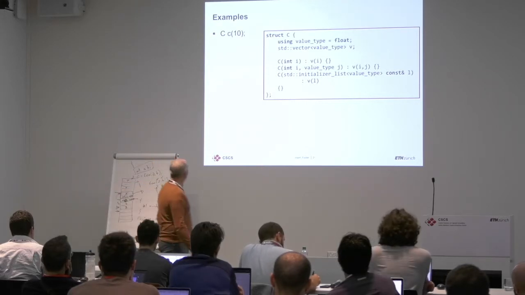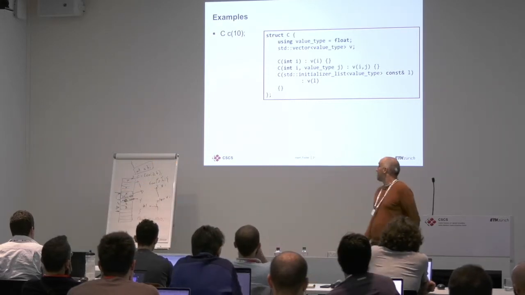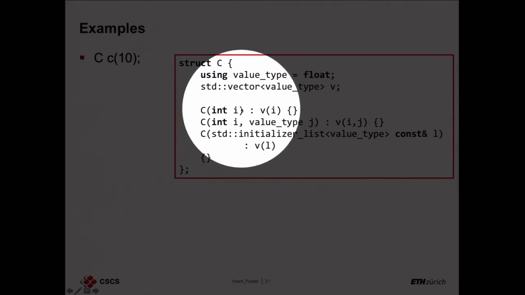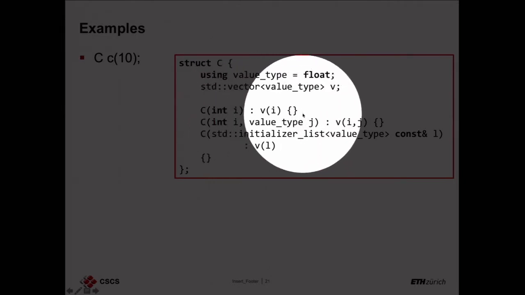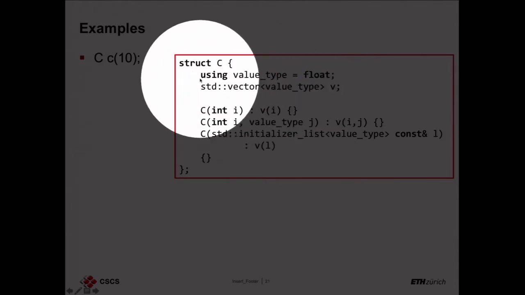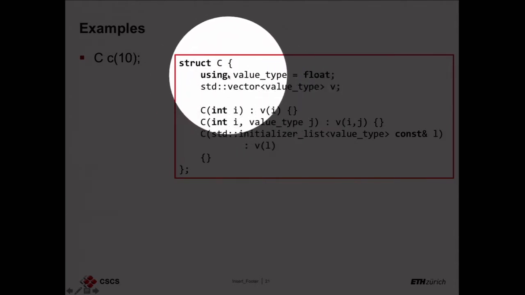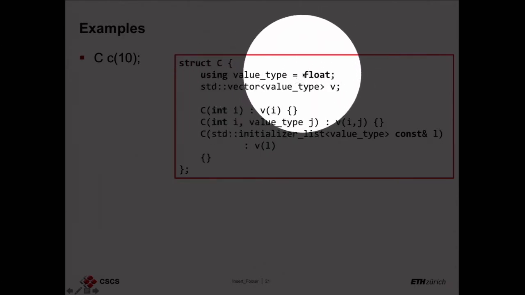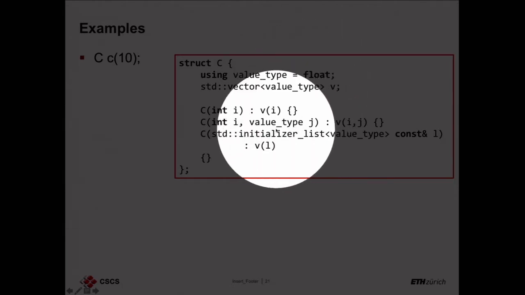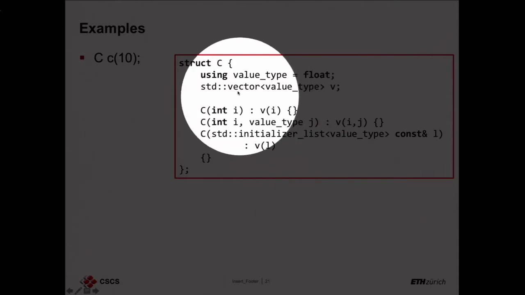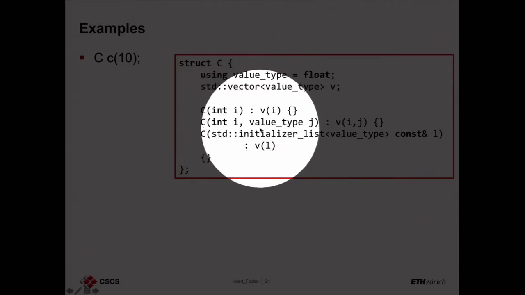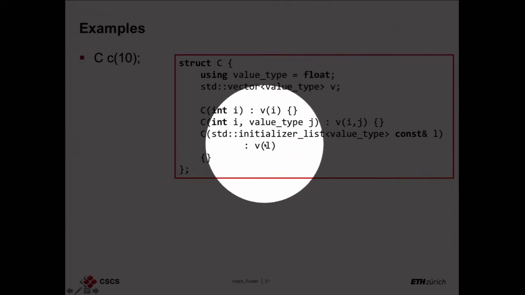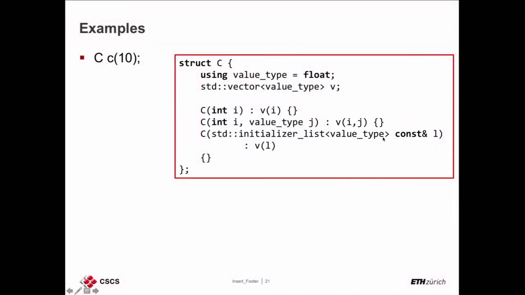Okay, let's see what I'm trying to do here. So I have a class C, which has 3 constructors. One takes an integer, another one an integer and some value type, which is a float. By the way, in a C++ class, you can have typedefs. This is a typedef, and this is also called a type member. So it is a totally valid way of putting this stuff. So now you can use value type here, and you can access this value type from outside. But we will see examples. And then you have a constructor that takes an int and a float, and then a constructor that takes an initializer list.